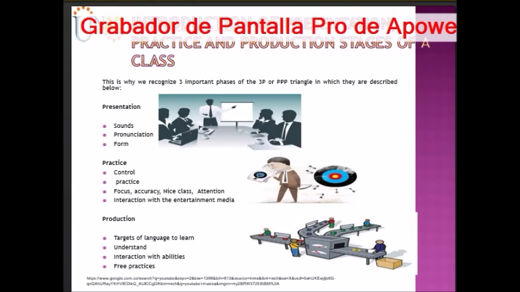Well, in this introduction we have recognized three important phases of the 3P or PPP triangle, which are described below. We have presentation, which has sounds, pronunciation, and form. In the second stage we have practice, whose components are control, practice, focus, accuracy, nice class, attention, and interaction with entertainment media. And finally we have the production phase. We have targets of language to learn, understand, interaction with ability, and free practice.